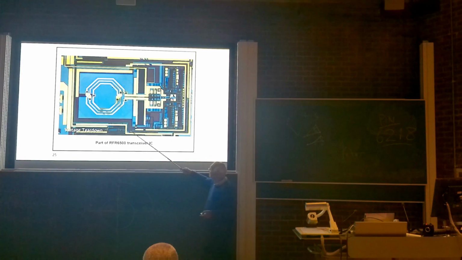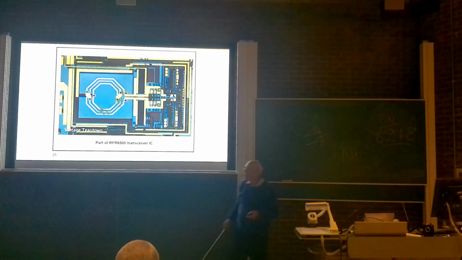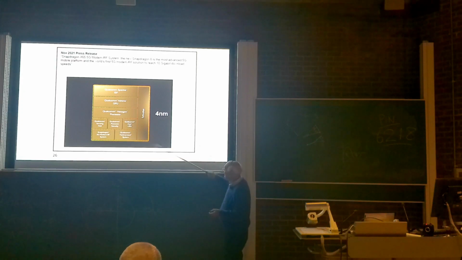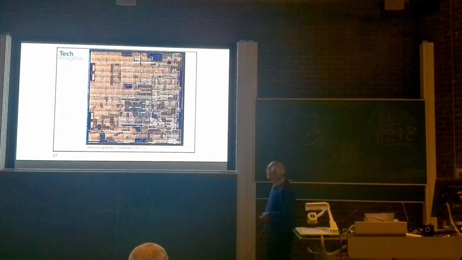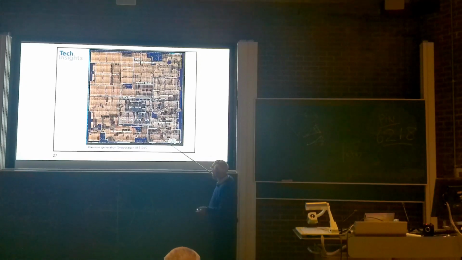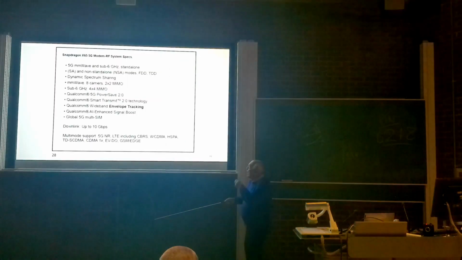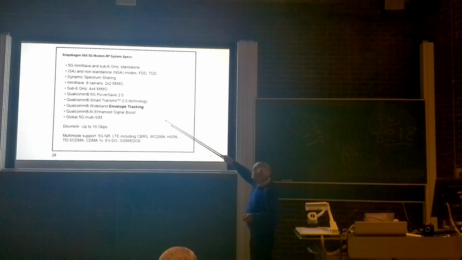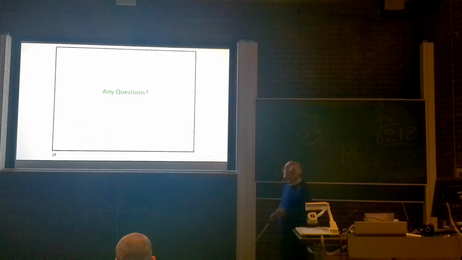Another transceiver, and you can see some nice inductors on there. 4 nanometer chip, again giving you some idea of what's going on, and that's showing a little bit more digital on that, showing the CPU cluster, etc. Snapdragon, 5G, etc. This is the kind of thing you have to do at the moment.